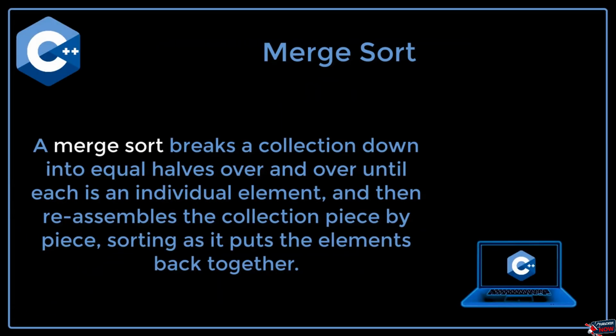In this video, we will learn about the merge sort algorithm and how to implement it in C++. A merge sort breaks a collection down into equal halves over and over until each is an individual element, and then reassembles the collection piece by piece, sorting as it puts the elements back together.